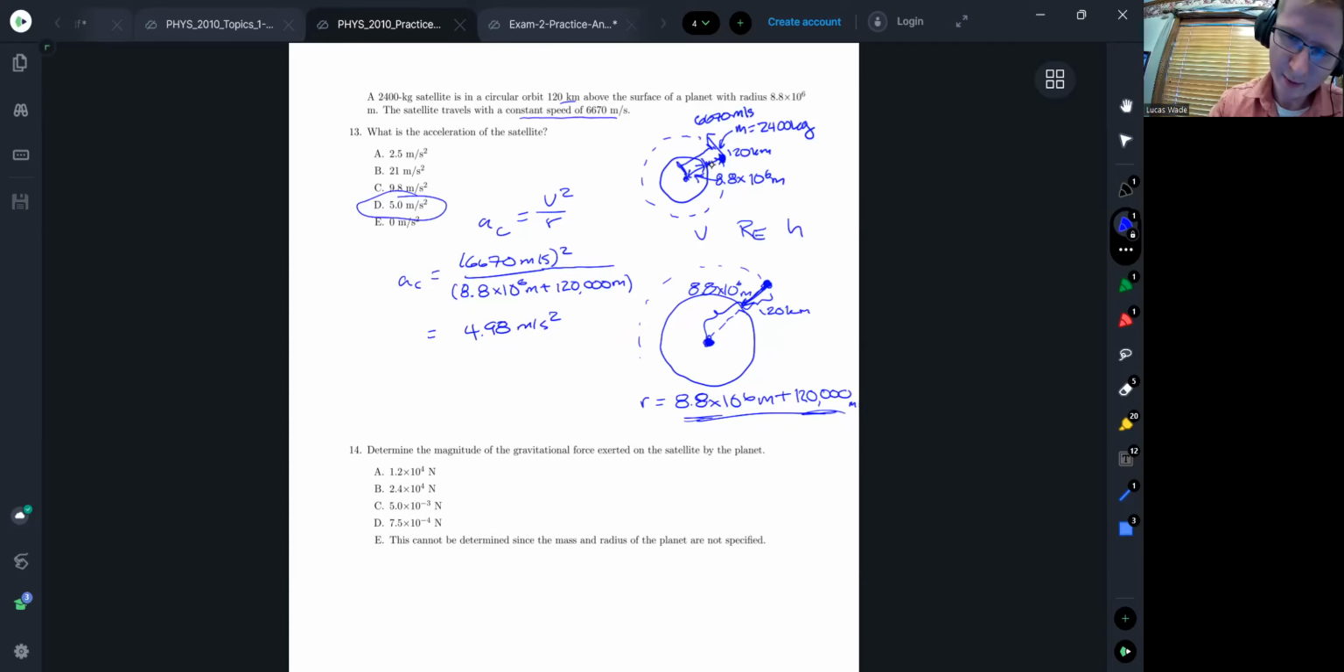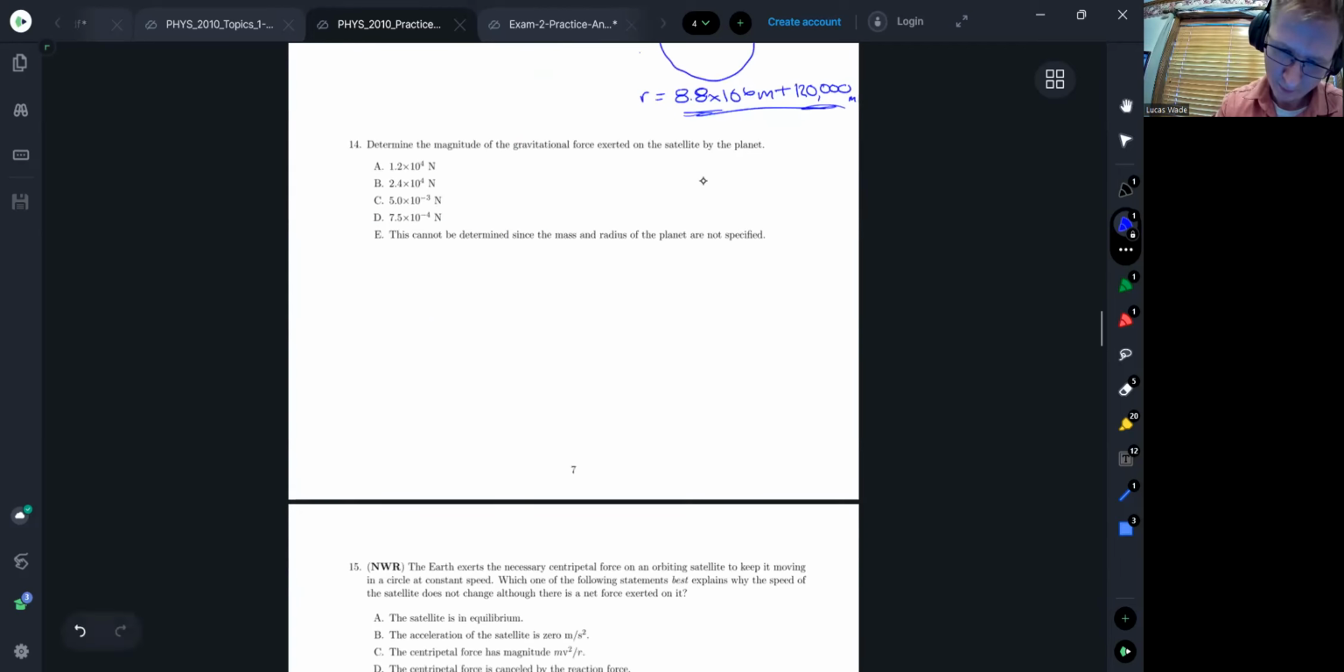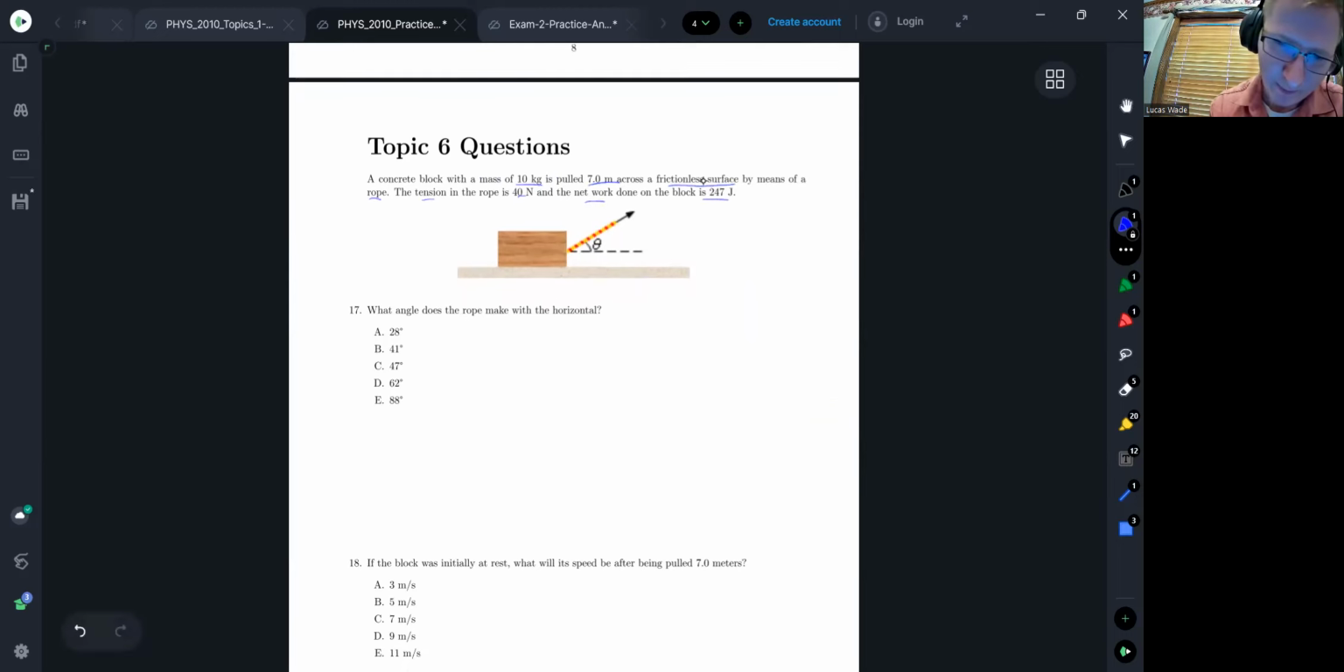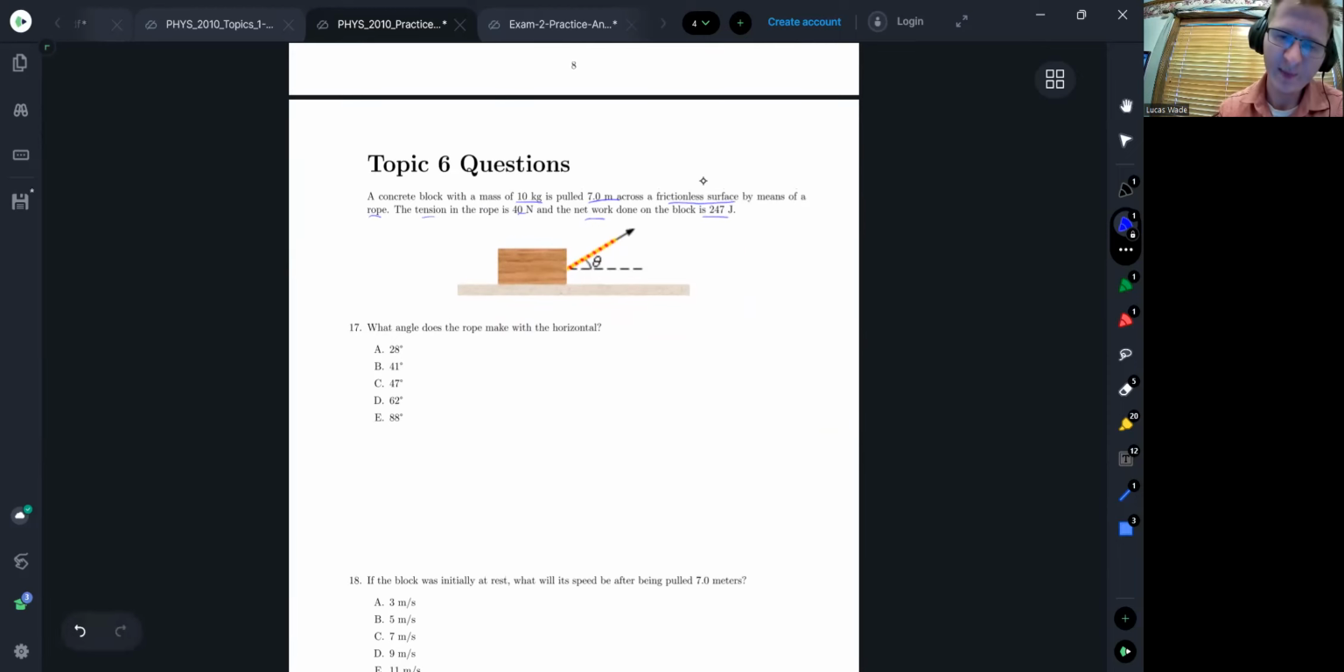Number 17. Okay, so a concrete block with mass 10 kilograms is pulled 7 meters across a frictionless surface by means of a rope. The tension in the rope is 40 newtons, and the net work done on the block is 247 joules. We want to know what angle the rope makes with the horizontal.